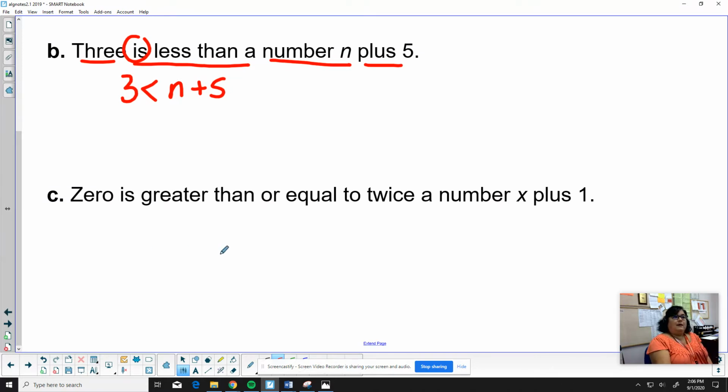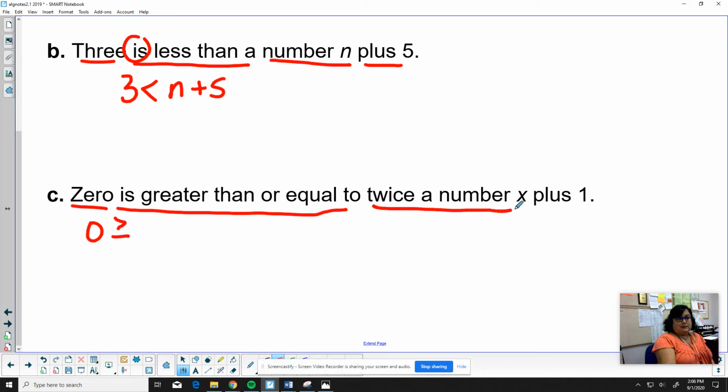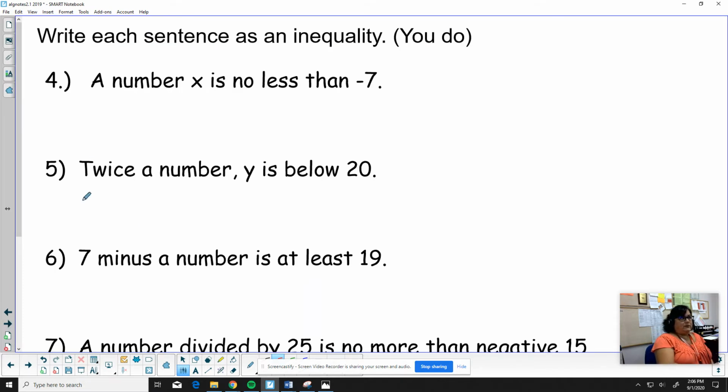Okay, let's do this one. So 0 is greater than or equal to twice a number x, so 2x plus 1. So I'm kind of like decoding it like it's a foreign language and I'm changing it to math. That's really what I'm doing. All right, so now you take a second, pause, and try these and see if you can come up with them. Try them on your paper.